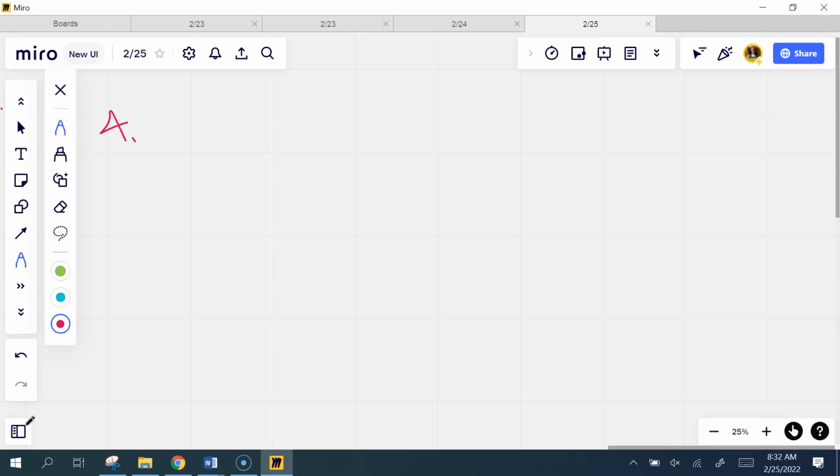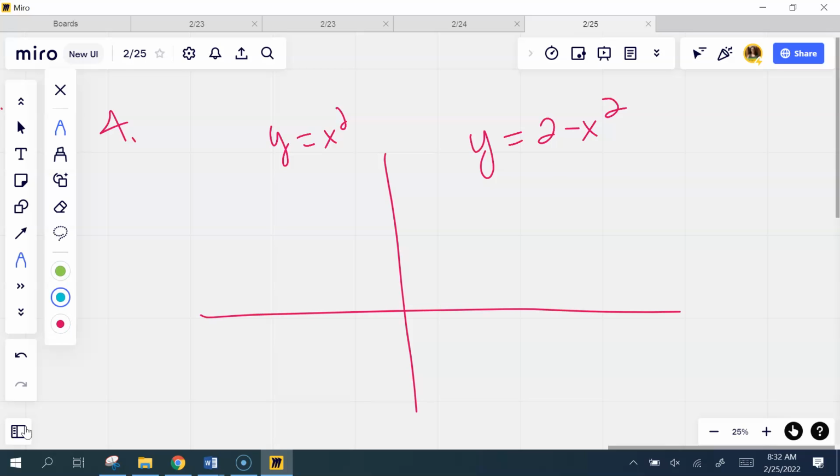All right, so I've got 2 parabolas here. I've got y equals x squared and 2 minus x squared. So let's just graph these real quick. We're doing this in Algebra 2 right now. They love it. All right, so x squared is just going to be your parent parabola here, right? Parent graph. And the other one is up 2 and reflected down.